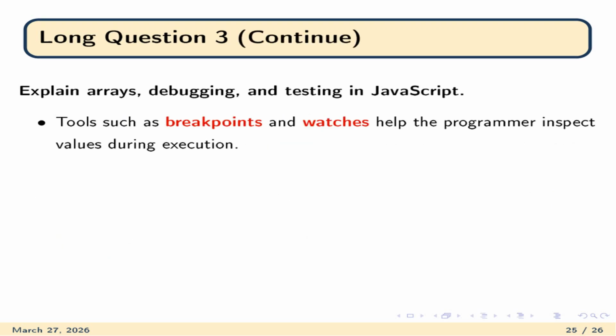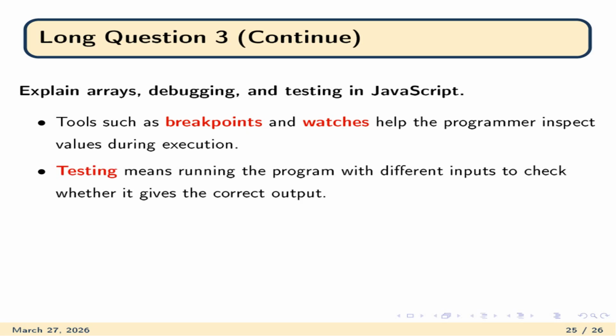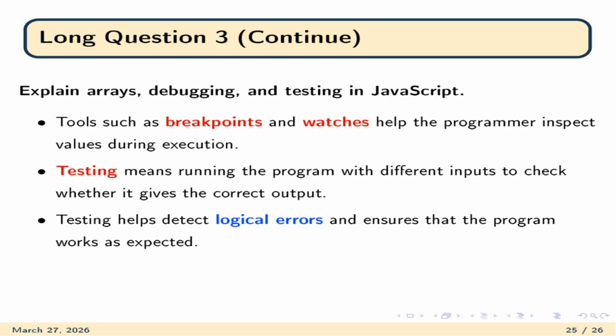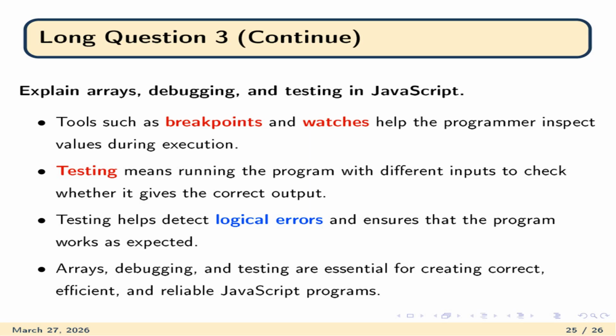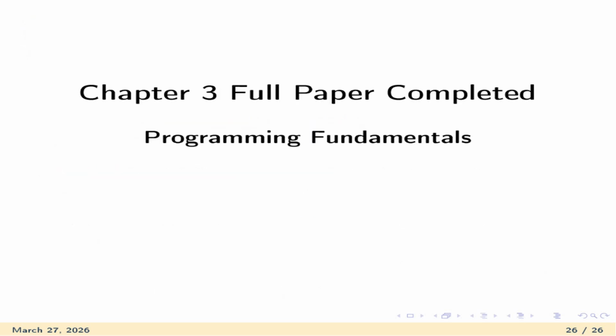Tools such as breakpoints and watches help the programmer inspect values during execution. Testing means running the program with different inputs to check whether it gives the correct output or not. Testing helps detect logical errors and ensures that the program works as expected. Arrays, debugging, and testing are essential for creating correct, efficient, and reliable JavaScript programs. Chapter number 3, full paper has been completed.